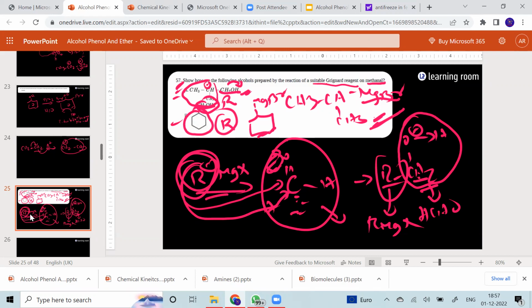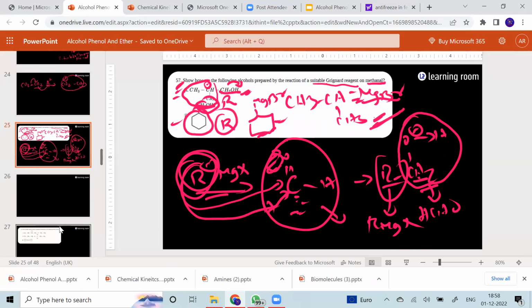Right? This would have been the negative charge attacking this carbon, and then the bond would have broken. Anyways, this would have been the Grignard reagent here, and this would have been the Grignard reagent here. That's what you understand. Okay. Right. Next.